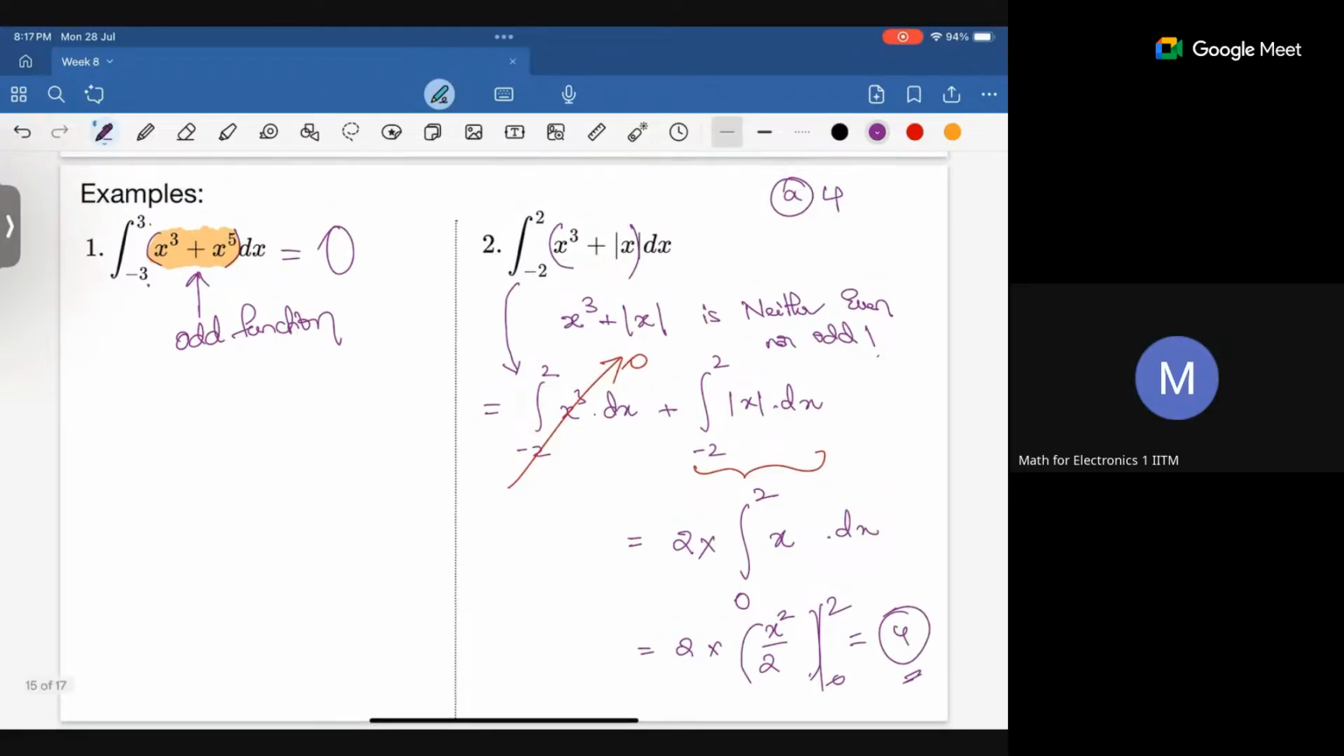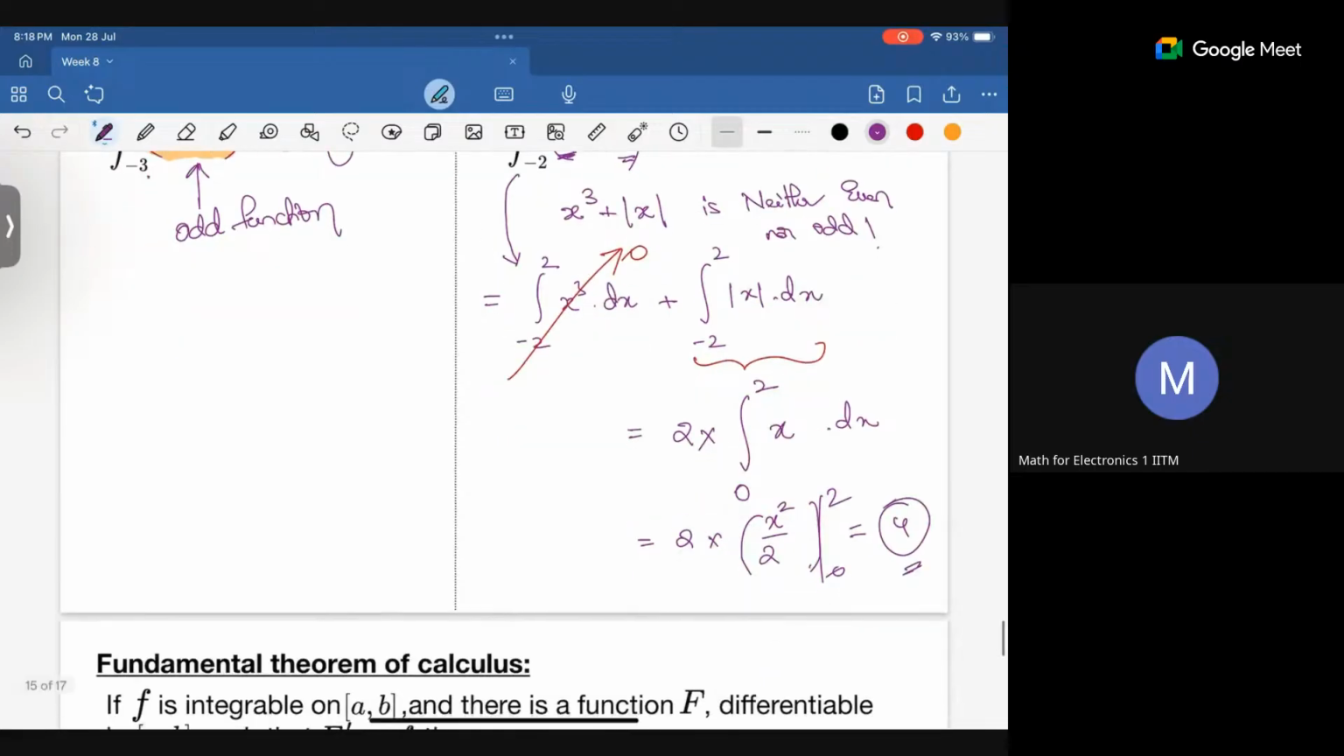You see, it should not take more than a minute if you use properties. But if you forget the properties, then integrating mod x is an issue. Also, if you sit and solve for x power 4 by 4 and then substitute the limits 2 and minus 2, it will take 2 more steps. You'll waste some 30 seconds or maybe even a minute there, and every minute is crucial during the exam. So please be very mindful about that.